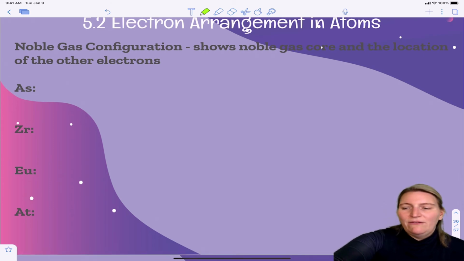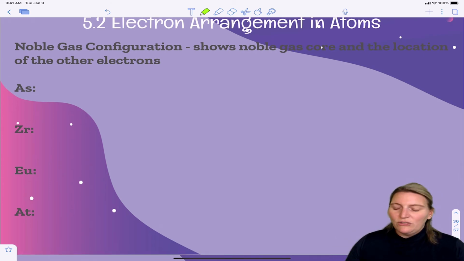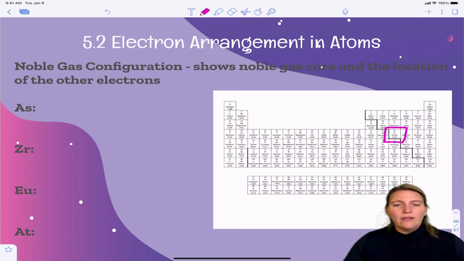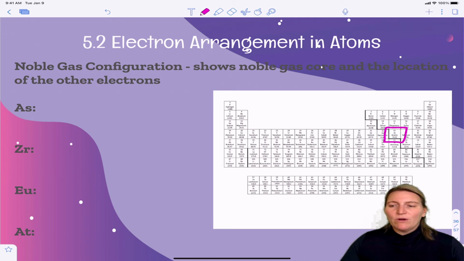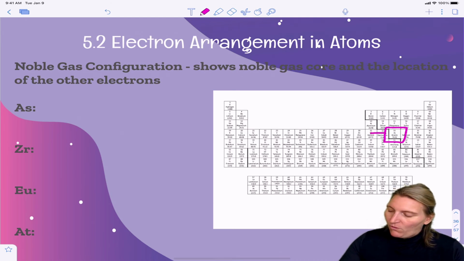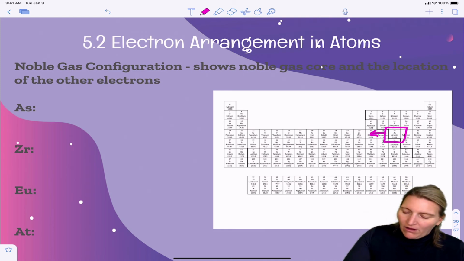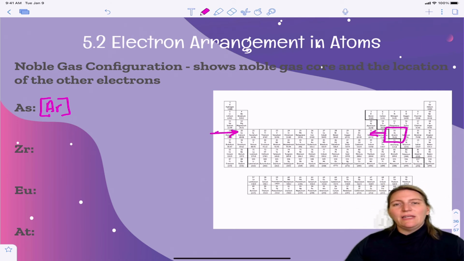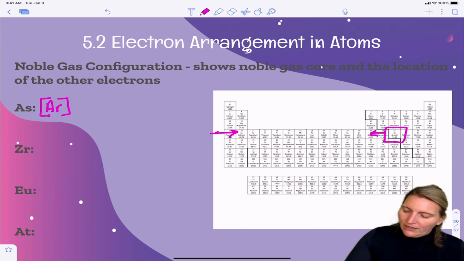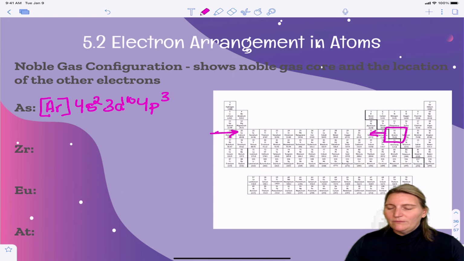The noble gas configurations, we can do these the same way. I find arsenic on the periodic table. Okay, so I found arsenic on the periodic table. It is number 33. Look backwards. What is the noble gas that comes before it? The noble gas that comes before it is argon. So that's what goes in brackets, argon. And since argon is number 18, then I start reading at number 19 and read all the way over till I get to arsenic. So that would be argon, 4s2, all the way across 3d10, and then 4p3.